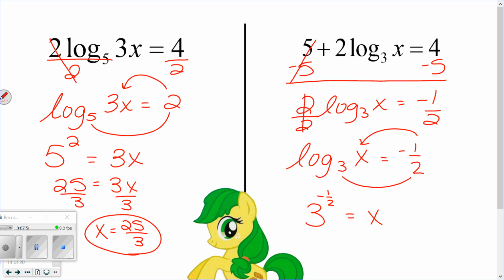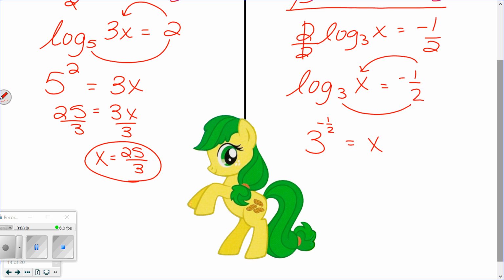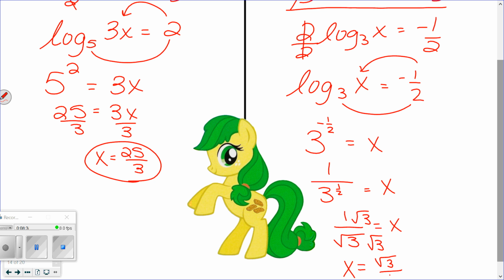What the heck is 3 to the negative 1/2? What's a negative exponent do? I can't leave that. That's like breaking so many math rules right there. What's the negative exponent do with this? Puts it on the bottom. And then what's 1/2 exponent mean? It means a square root. But I can't leave that on the bottom. So radical 3 over 3.